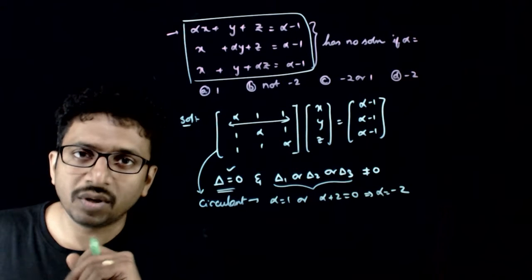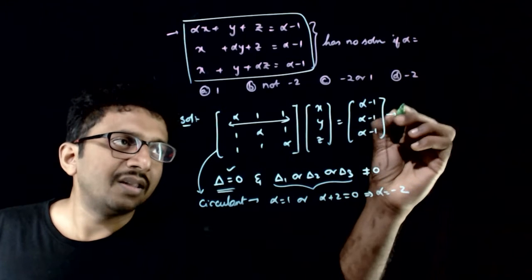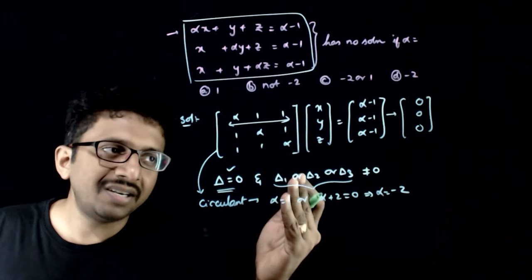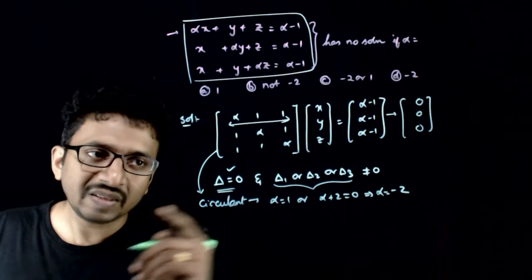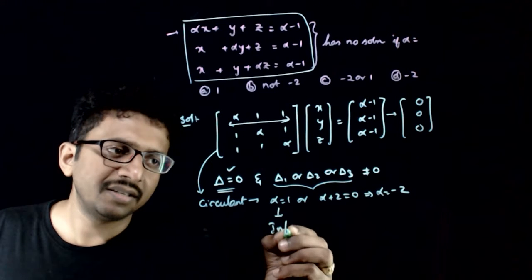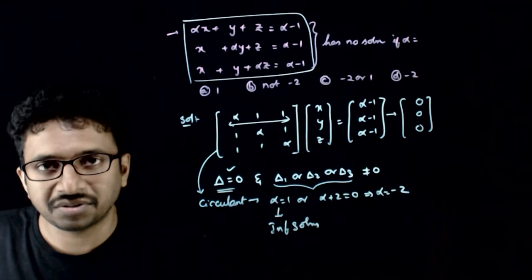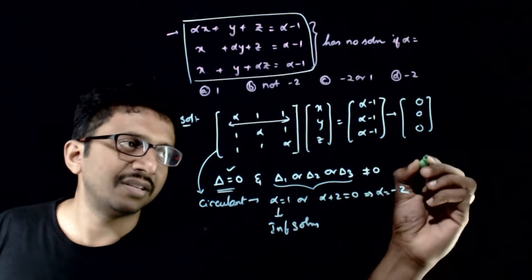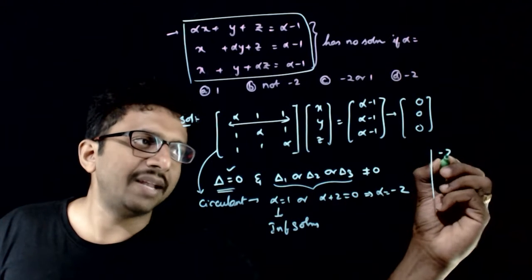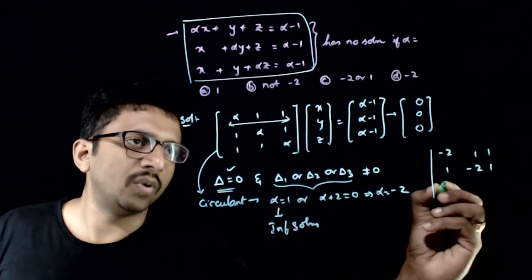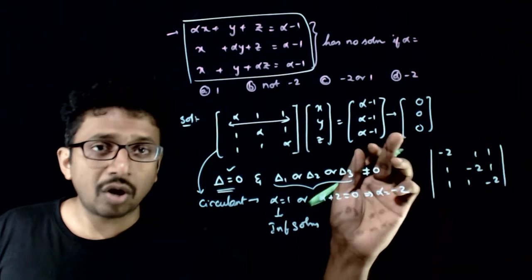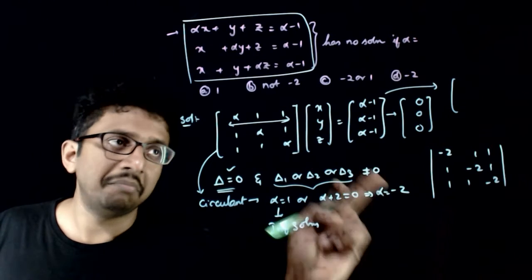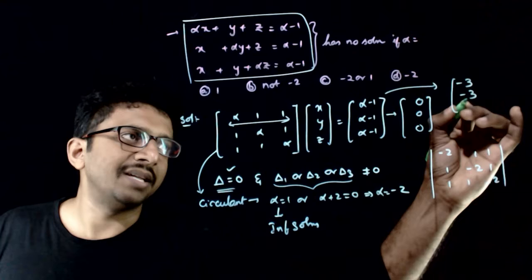Now if alpha is equal to 1, the constant matrix becomes 0, 0, 0. That means delta 1, delta 2, delta 3 all become 0. That means you have infinite solutions. And if alpha is equal to minus 2, this matrix becomes [minus 2, 1, 1; 1, minus 2, 1; 1, 1, minus 2], and the constant matrix becomes minus 3, minus 3, minus 3.